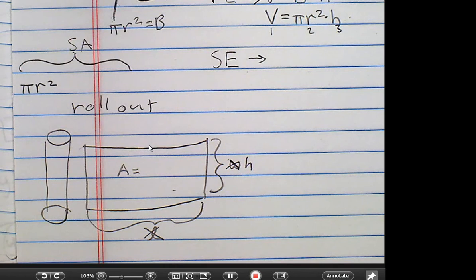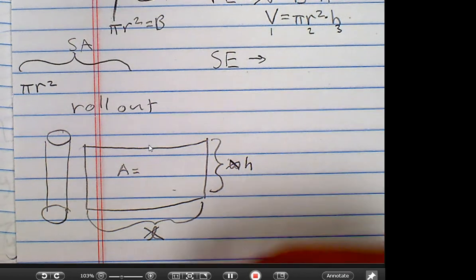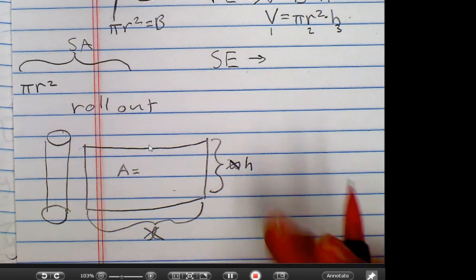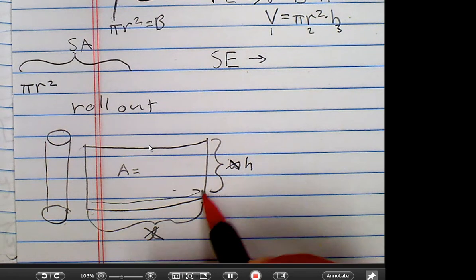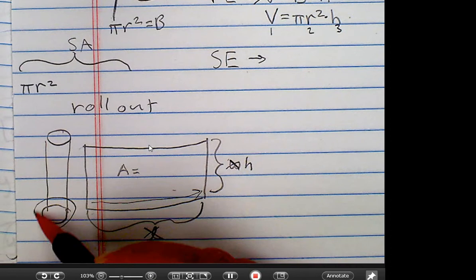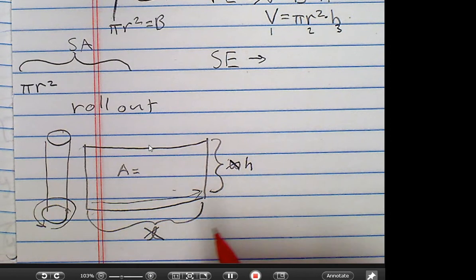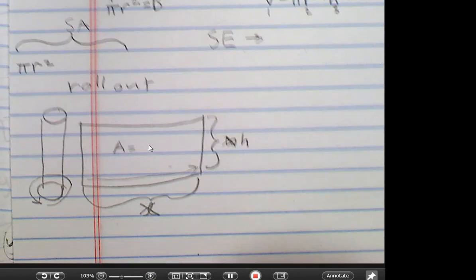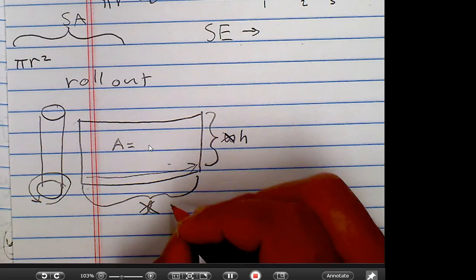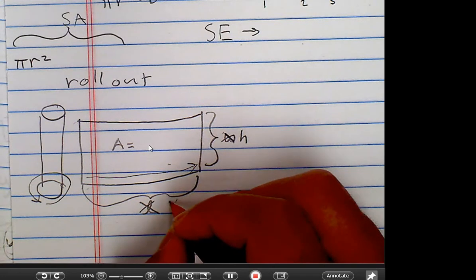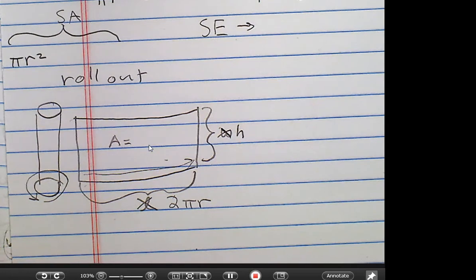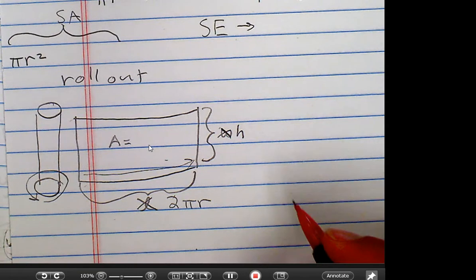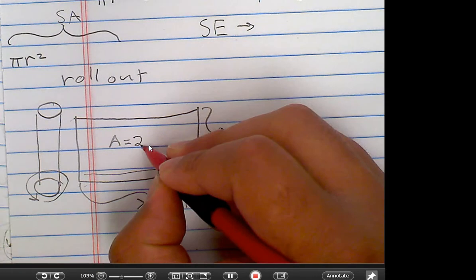Alright. The circumference is correct, because if you roll that out, then this distance here is really this distance here. What's circumference equal to? 2 pi r. So this is really 2 pi r. Okay. So what's the area of the wraparound? Yep. 2 pi r h.